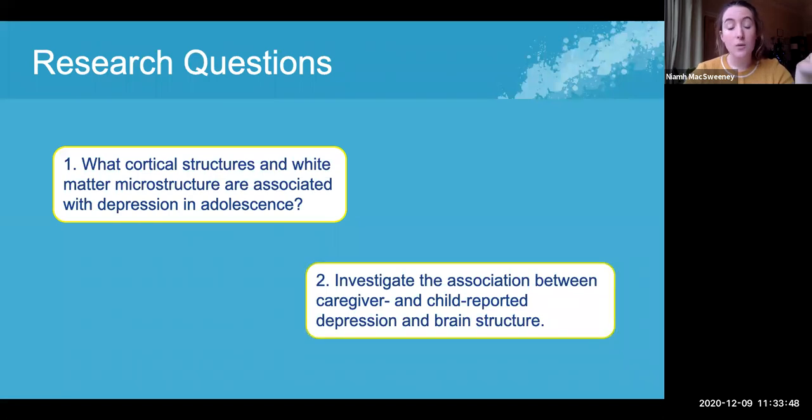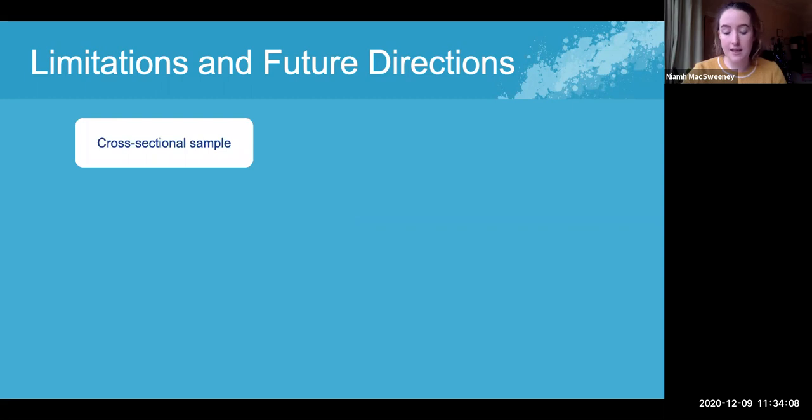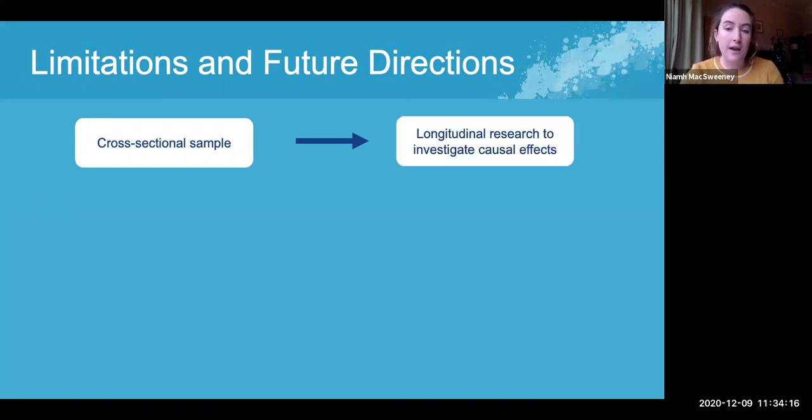And then, as I mentioned, we see that caregiver reports of depression have stronger associations with adolescent depression. So although this study benefits from a very large sample, there are certainly limitations. As I said, it was a cross-sectional sample, and once we get the full imaging sample from wave 2, we'll be able to look at the longitudinal effects to see whether or not there are any causal associations.